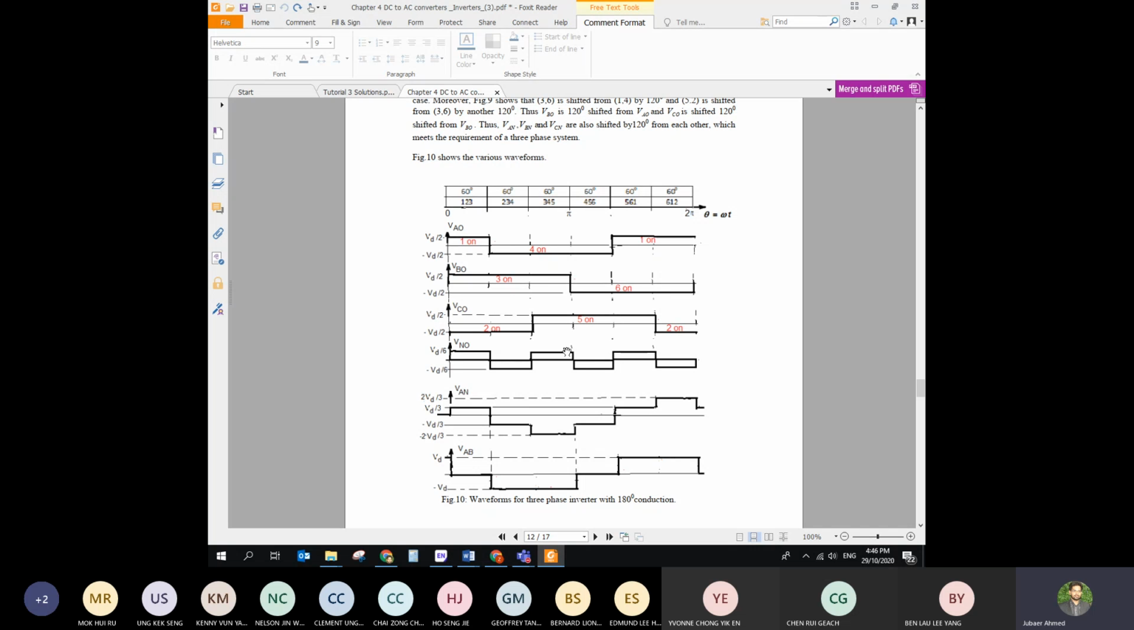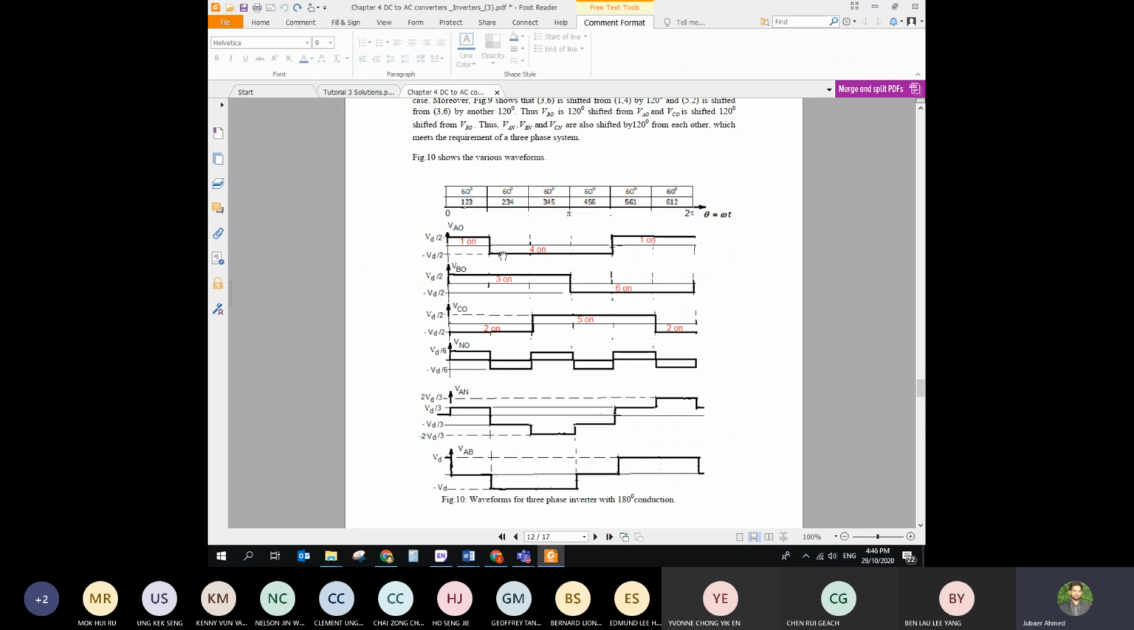So it's going to be a pure repeating cycle, and it is going to be VD by 6. Now VAN is going to be VAO minus VNO. So you subtract this one minus this one. This part is positive VD by 2 minus VD by 6. VD by 2 minus VD by 6 is going to be VD by 3. So the magnitude is reduced.